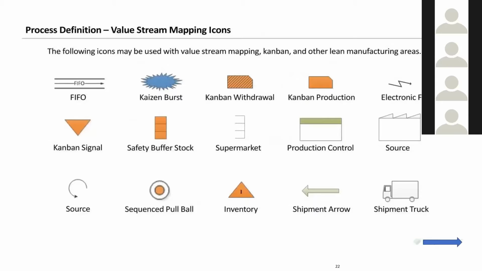These are the value stream mapping icons. You can use any of the icons. They may be used with value stream mapping, Kanban, any other lean manufacturing areas. So you have first in, first out, Kaizen burst, Kanban withdrawal, Kanban product, electronic flow, supermarket. So there are plenty of signals that you have which shows you how to go.